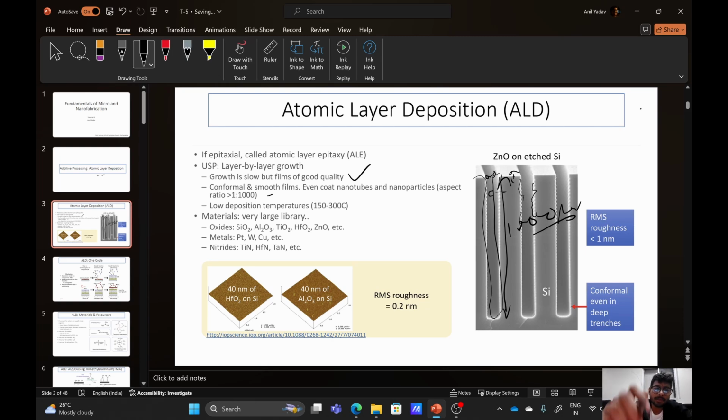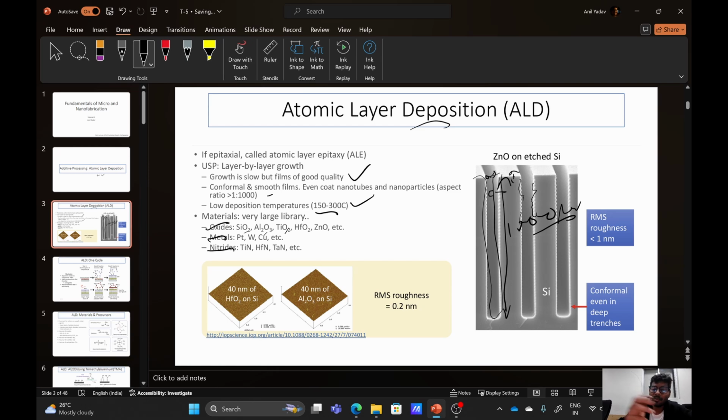And the best part in this one is that very low temperature depositions are possible, between 150 to 300 degrees Celsius. So it will consume less power and so on. And a very wide variety of materials can be deposited through atomic layer deposition, like oxides, metals, nitrides. In oxides, SiO2, Al2O3, TiO2, hafnium oxide, zinc oxide.